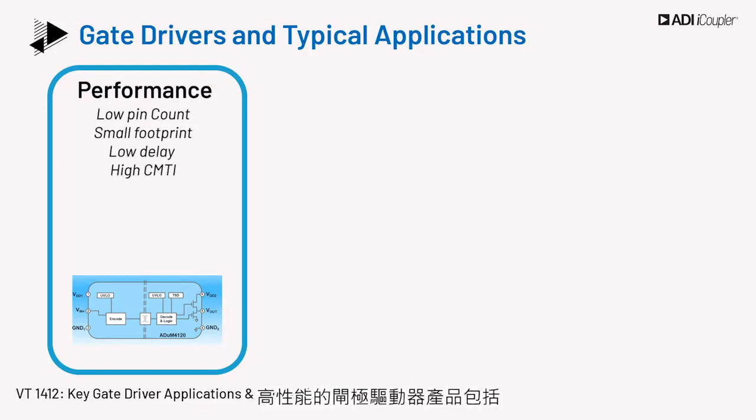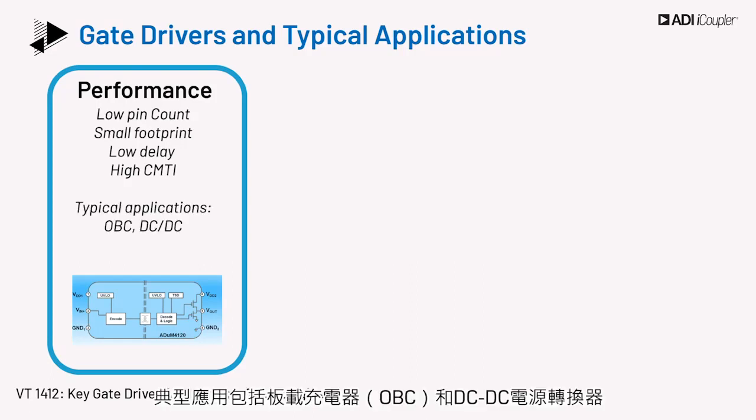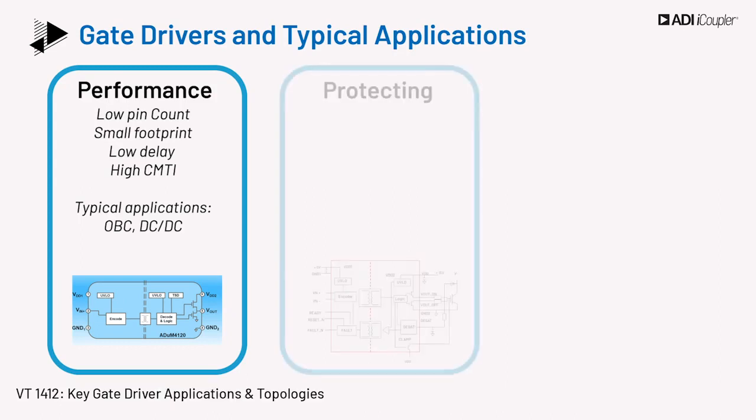Some of the performance gate driver offerings are the ADuM4120 and ADuM4121 and the ADuM4220. Only basic protection may be provided, such as dead time protection or gate sense for Miller clamping. Typical applications include onboard chargers, OBC, and DC to DC power converters.